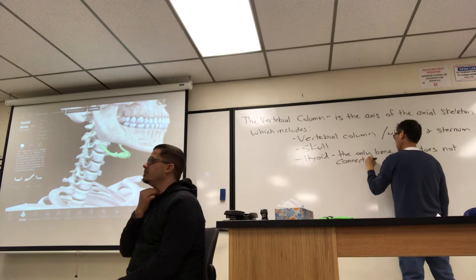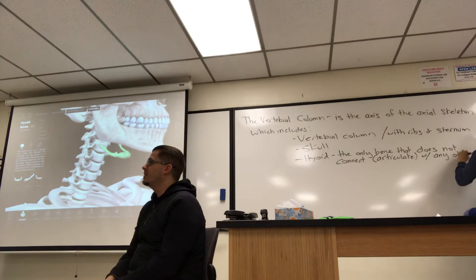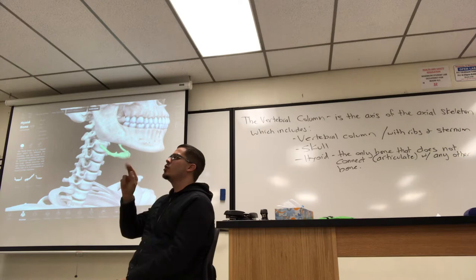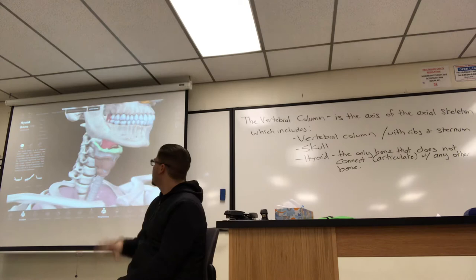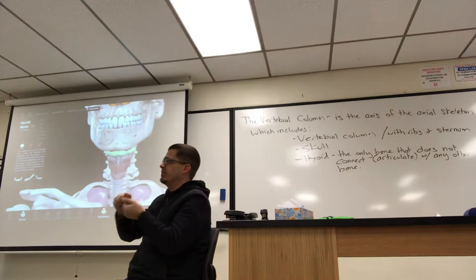Articulate with any other bone. This bone is in your anterior neck, and it's part of the larynx, trachea complex. So if I turn on other systems, you can see how that bone is just superior to the larynx. This bone is usually crushed if someone strangles you in strangulation. It's a very small bone, and there's a lot of muscles that attach to it.